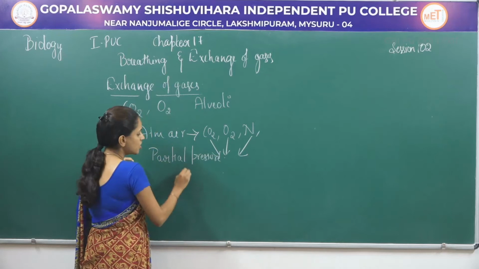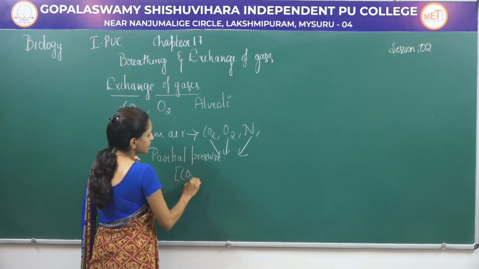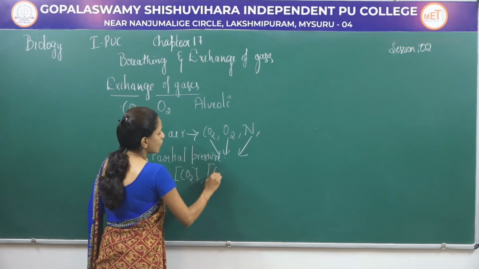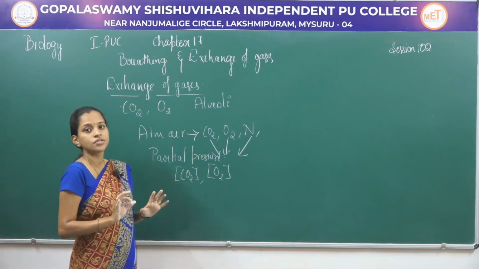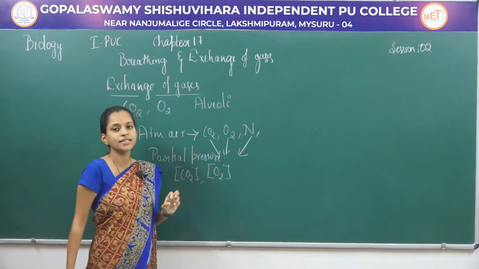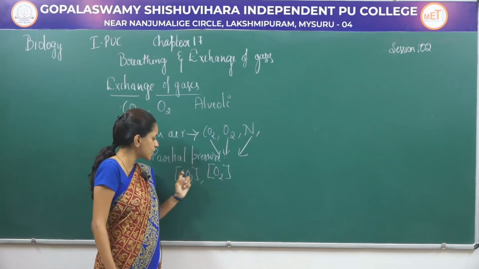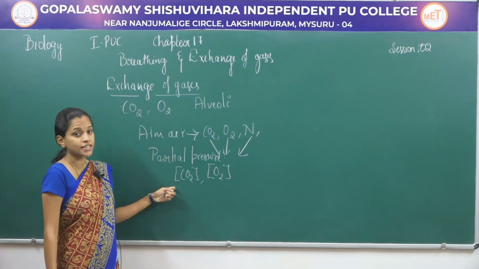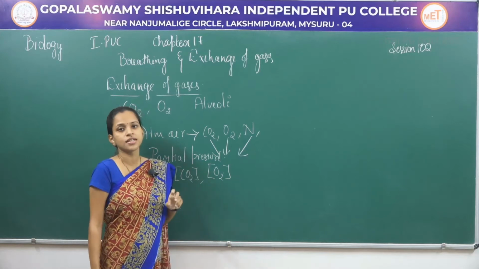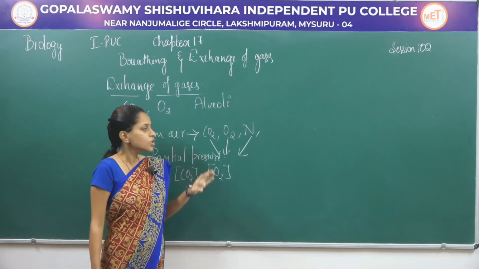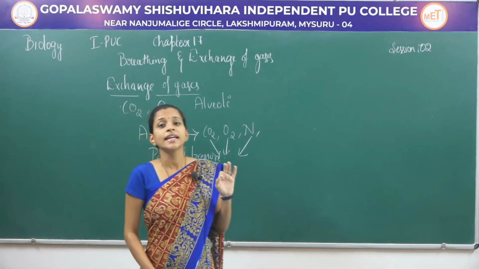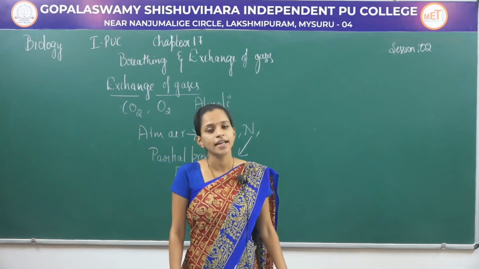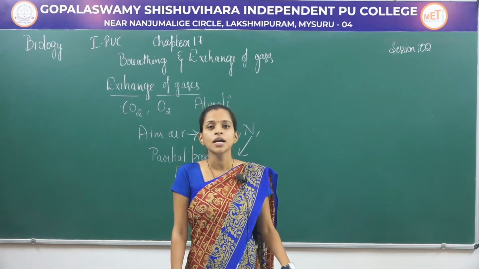And this partial pressure for carbon dioxide will be represented like this. For oxygen will be represented like this. As we are concentrating more on only two of the gases, let me say that the partial pressure of carbon dioxide is represented this way and that of oxygen is represented the other way. So, partial pressure means the contribution of individual gases to the atmosphere is termed the partial pressure.